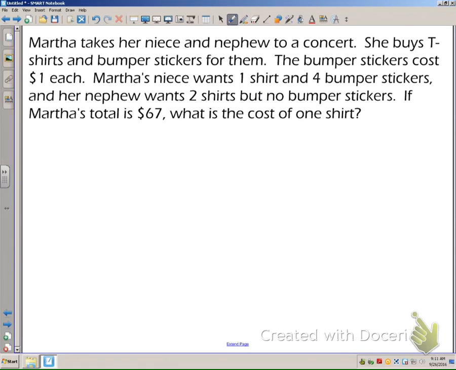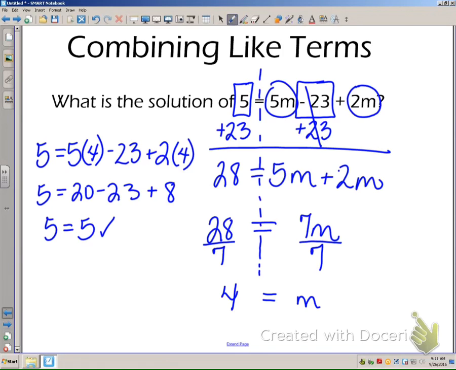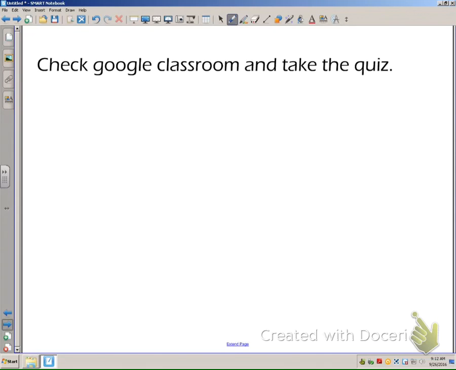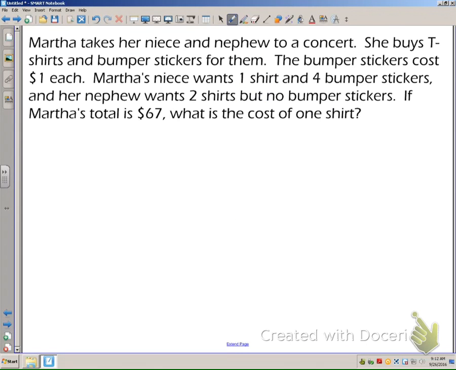This year we want to take it a step further. If you look back at this, the standard here that we're trying to do, it says create equations in one variable. So we got to take it a little bit further. I'm going to give you the word problem, and you have to be able to decipher what they're looking for, write the equation, and then solve.